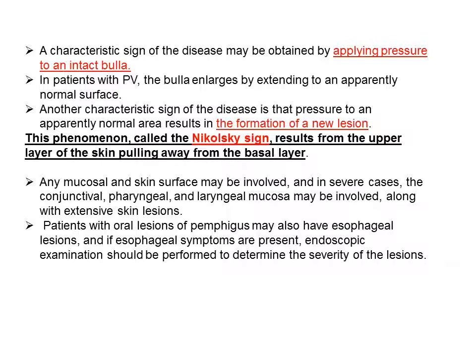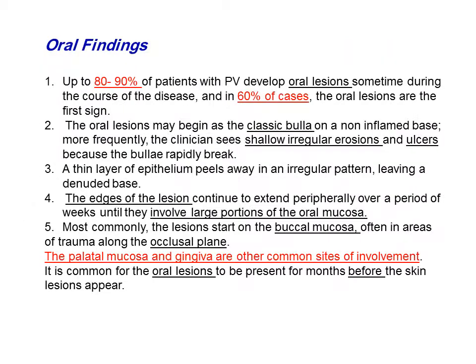Any mucosal and skin surface may be involved, and in severe cases, the conjunctival, pharyngeal, and laryngeal mucosa may be involved with an extensive skin lesion. Patients with oral lesions may also have esophageal lesions, and if esophageal symptoms are present, endoscopic examination should be performed to determine the severity of the findings in these cases.